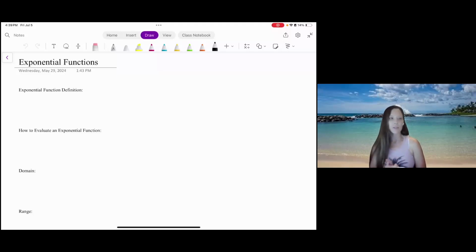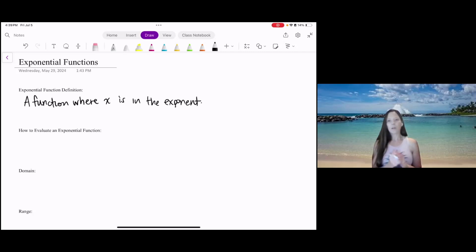Welcome, my friends. We are talking about exponential functions today. An exponential function is where x is in the exponent. Exponential functions are widely seen in the world when you are talking about radioactive decay with a certain half-life, population growth, or interest rates. Those are all exponential functions.